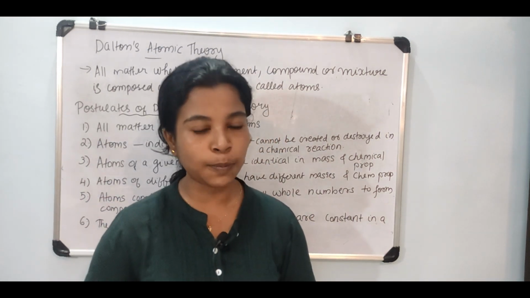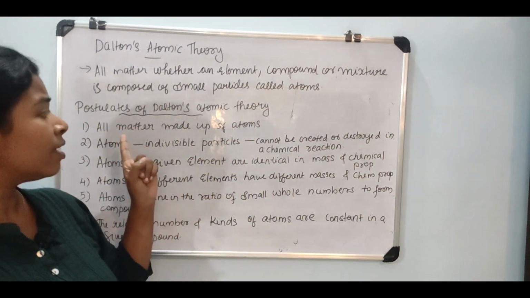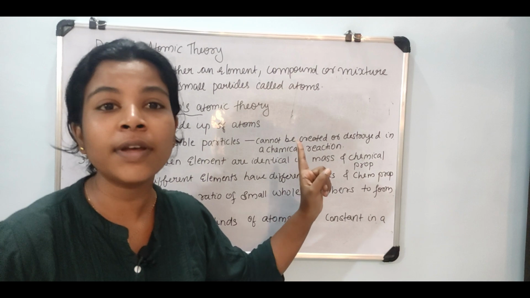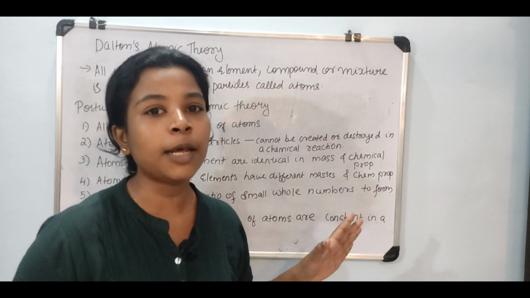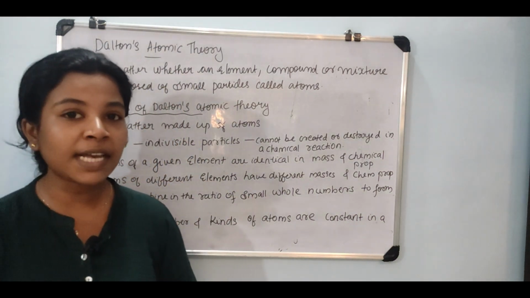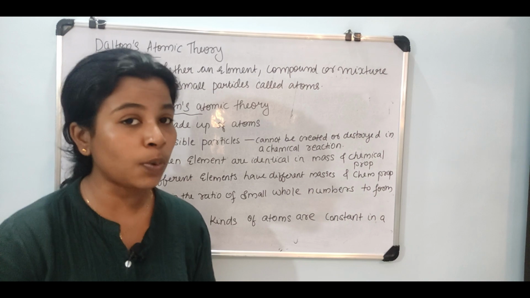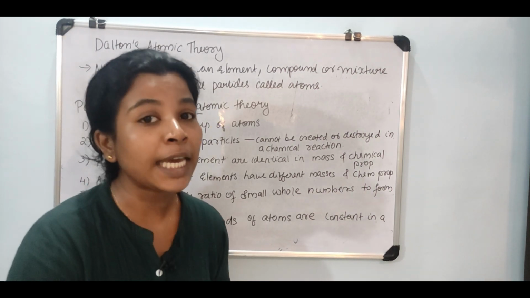Let's see what the 6 postulates are. The first one is that all matter is made up of atoms. Okay, he stated that all the matter around us is made up of atoms. And what is the second postulate? Atoms are indivisible. Means what? They cannot be created or destroyed in a chemical reaction.